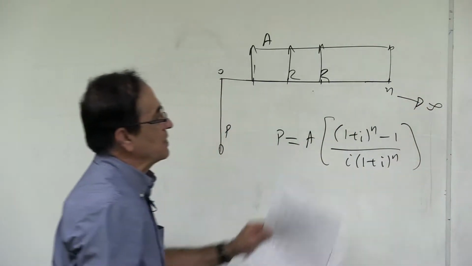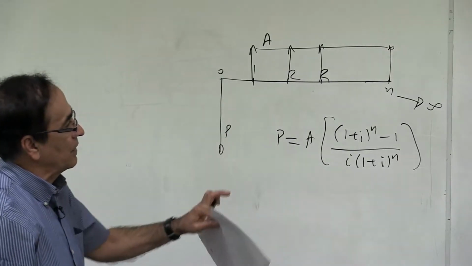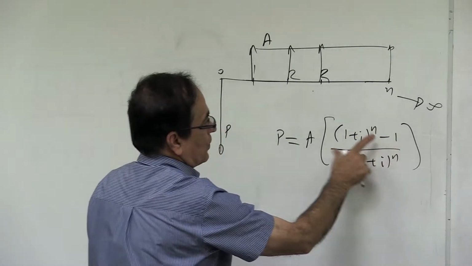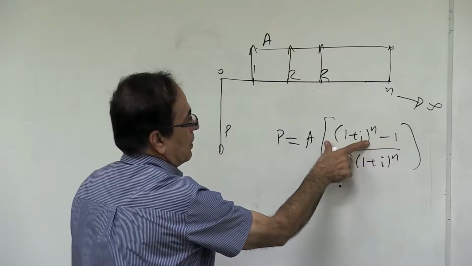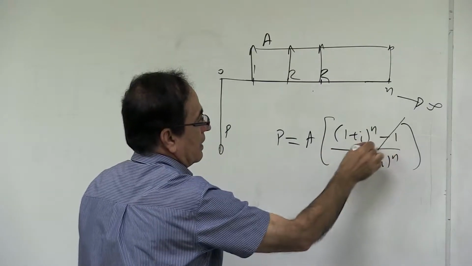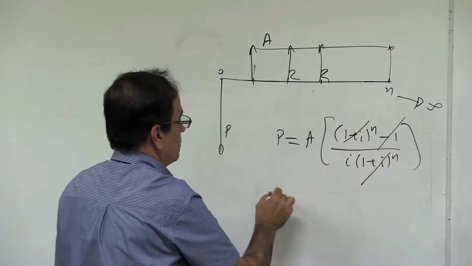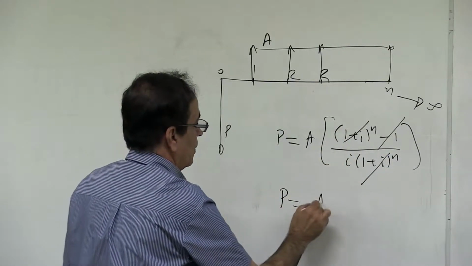Again, I explained this in chapter 4. I'm just trying to review it again. If n goes to infinity, the negative 1 compared to this term is very small, so I can eliminate it. So this is going to go away from this, and my equation is going to be very simple: P equals A over i.